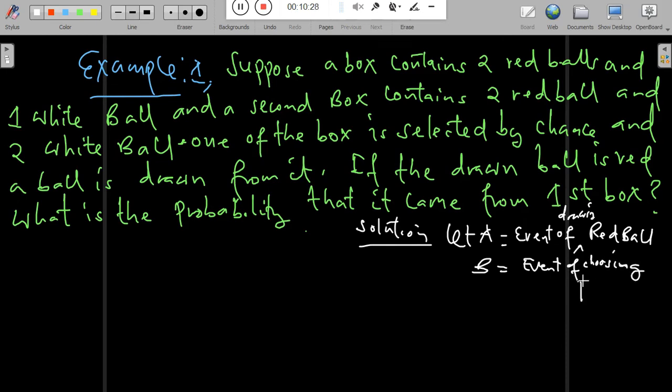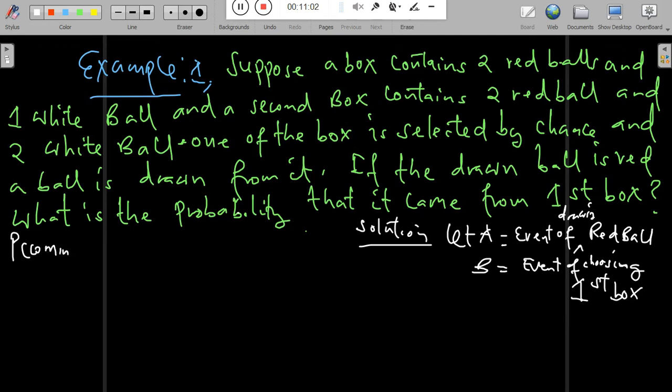Since the drawn ball was red, that's why we let A represent the event of drawing a red ball, without indicating how many, but it is red. So the event of drawing a red ball is A, and B is the event of choosing the first box, since we are required to find the probability that it comes from the first box, as you can observe.